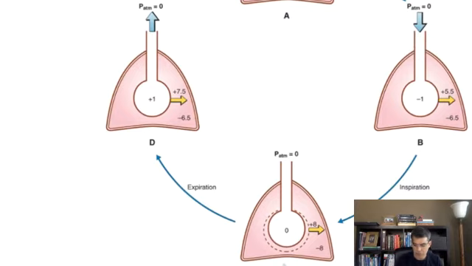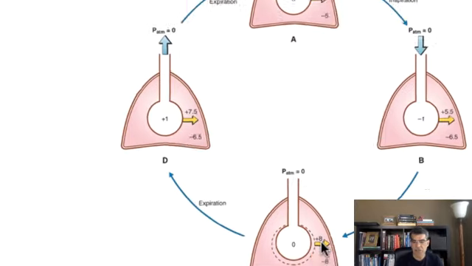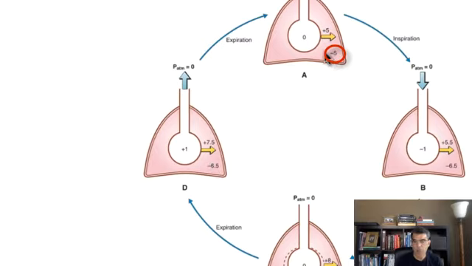Now, when you do an expiration, the diaphragm is going to move up. The chest is going to move in. That means the space is going to get smaller. When the space gets smaller, the pressure is going to go up. That means -8 is going to change to -7. It's going to change to -6. It's going to change to -5. It's going to go back toward normal.